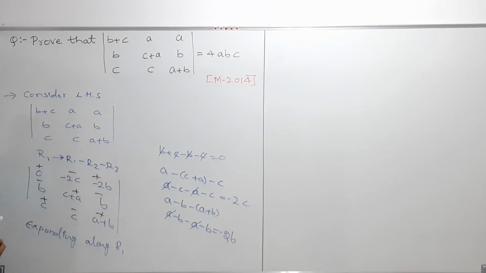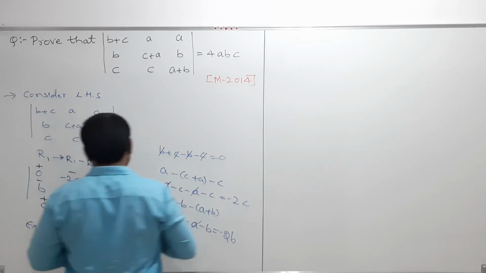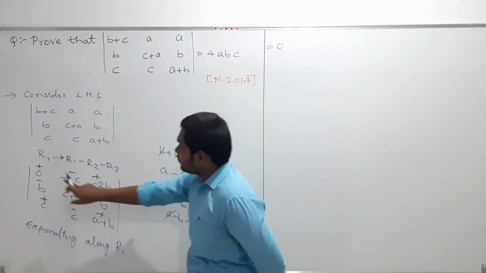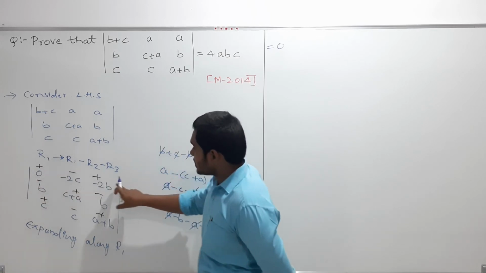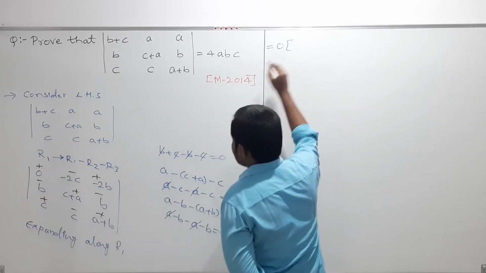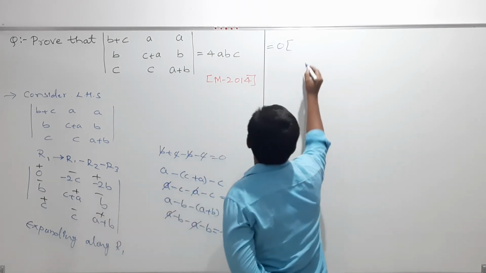So consider row 1. Here this is equal to 0 into, leaving this row and this column, inside the bracket I am writing C plus A into A plus B.